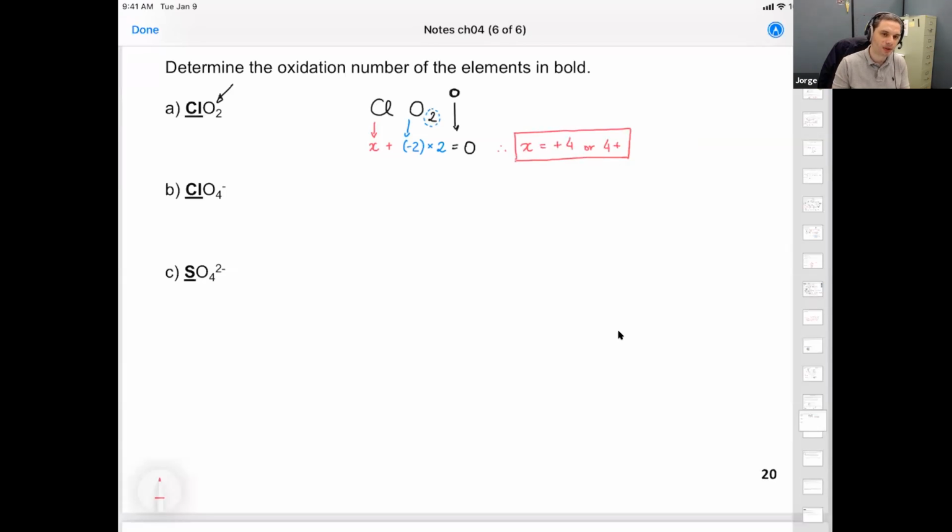So that means when chlorine is bonded to two oxygens, chlorine virtually lost 4 electrons. The meaning of that is that the electrons are closer to the oxygen than the chlorine.